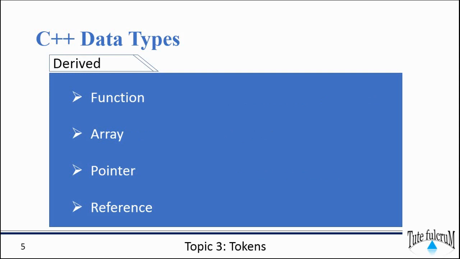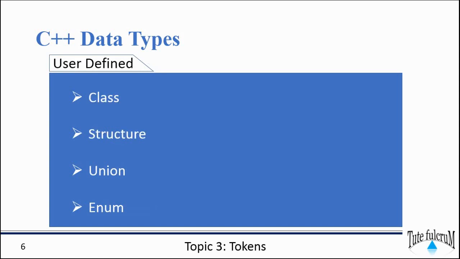The derived data types are those that are derived from the primitive or built-in data types. These can be of four types, namely function, array, pointer, and reference. User-defined data types are defined by the user itself, like defining a class or a structure in C++. C++ provides the following user-defined data types: class, structure, union, and enum.